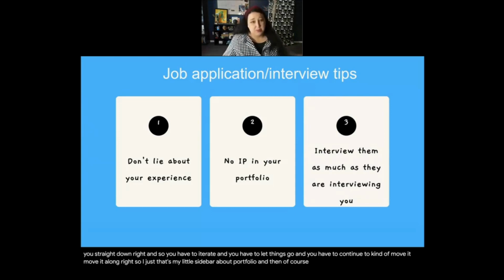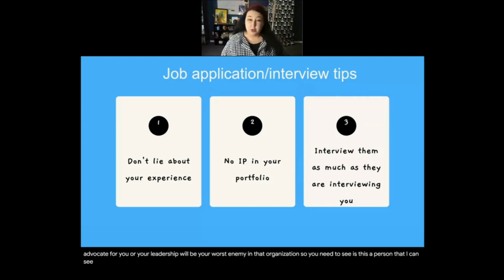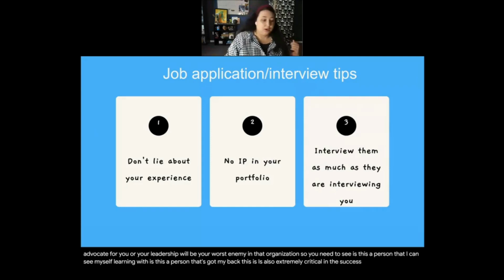And then, of course, most important, grill them too. Anytime anyone interviews with me, I want them to grill me right back, because it needs to be a mutual fit. Because no matter how great the company sounds or how amazing the salary is, your leadership will make or break that position for you. Your leadership will advocate for you, or your leadership will be your worst enemy in that organization. So you need to see, is this a person that I can see myself learning with? Is this a person that's got my back? Is this a person that will take care of me? Because that is also extremely critical in the success of a job.